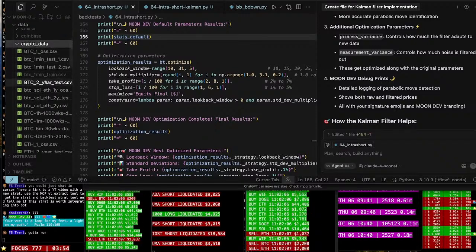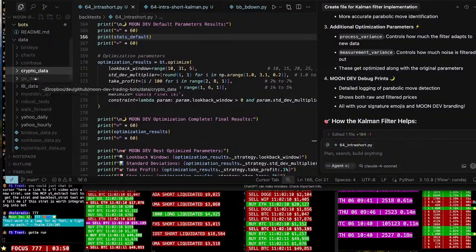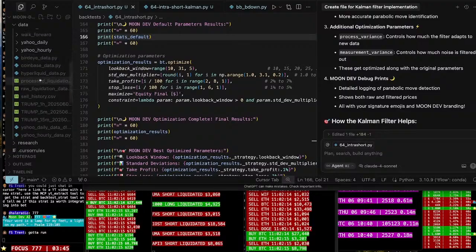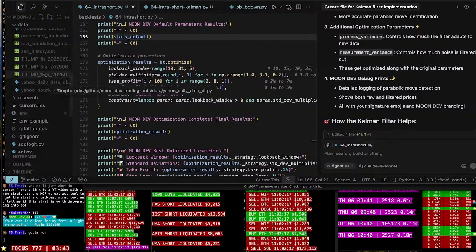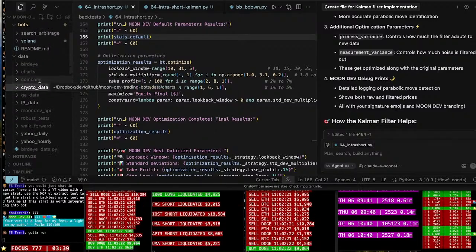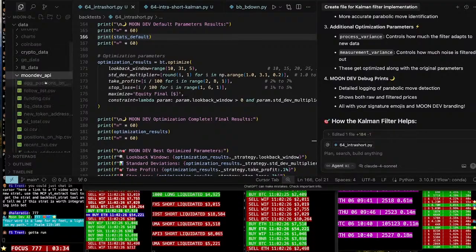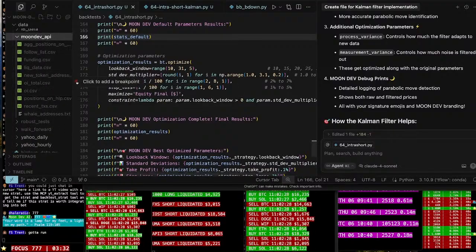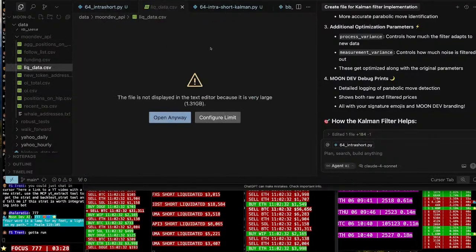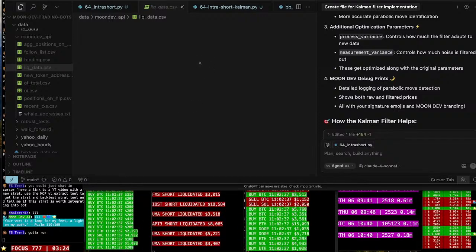Crypto data here. I must have my liquidation data somewhere. So I'm looking for it. Yahoo data. Research. Coinbase, IB data, Moondev API. Oh, I found it. Okay, open interest, liquidation data. It's a lot. It's 1.3 gigs. Damn.